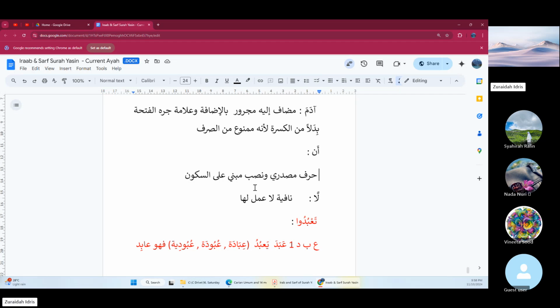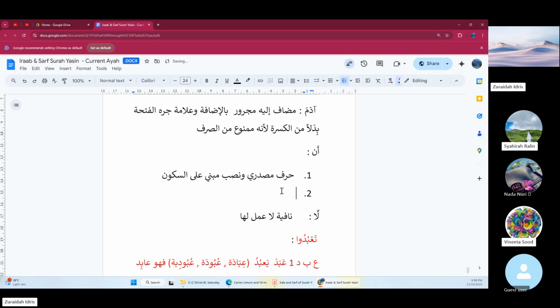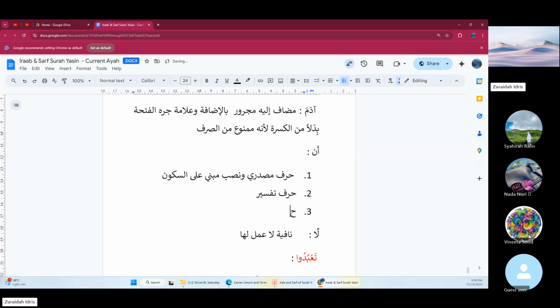And it can be what we call something maybe new to some of you. We call it harf tafsir. Yeah, harf tafsir. And or it can just be harf masdari on its own, no action of nasab. Okay, this is something new, I think. This concept is something new. Harf masdari by itself. It doesn't have this nasab capability, all right?